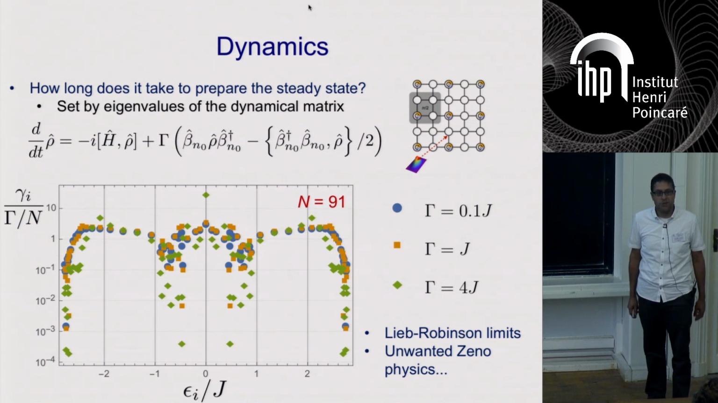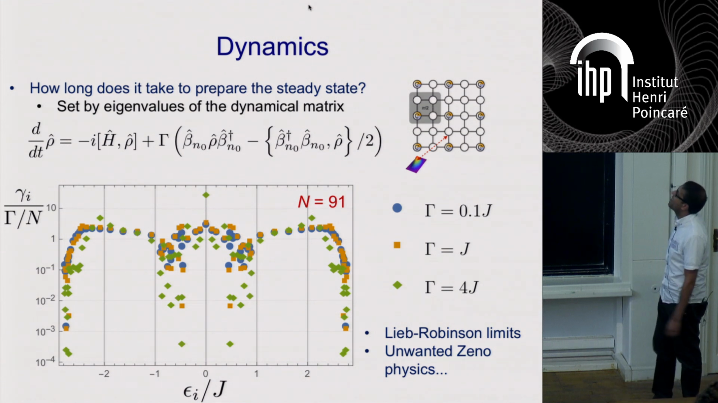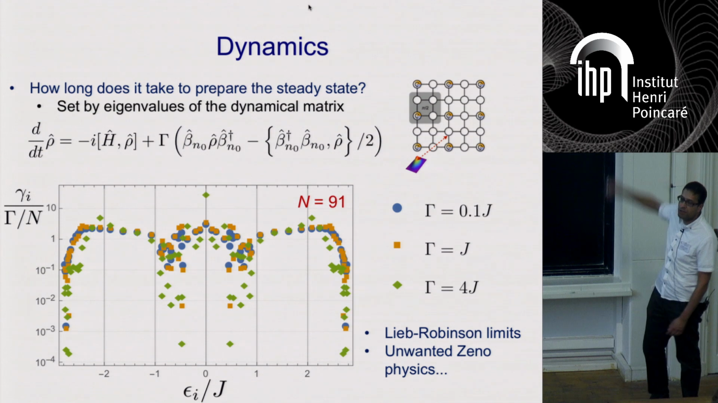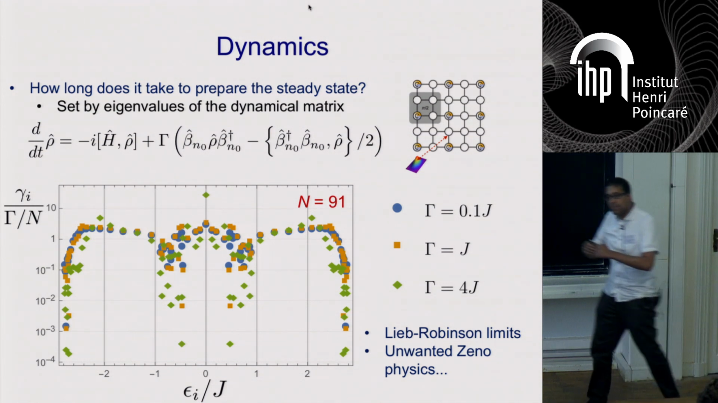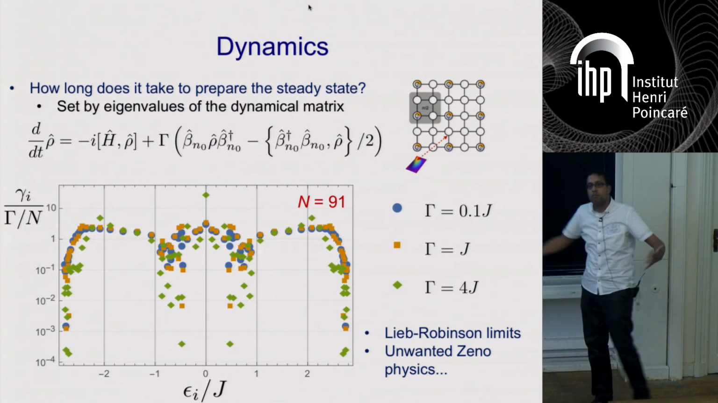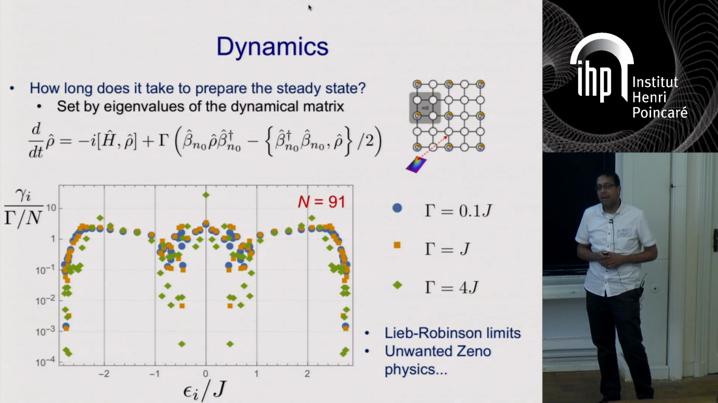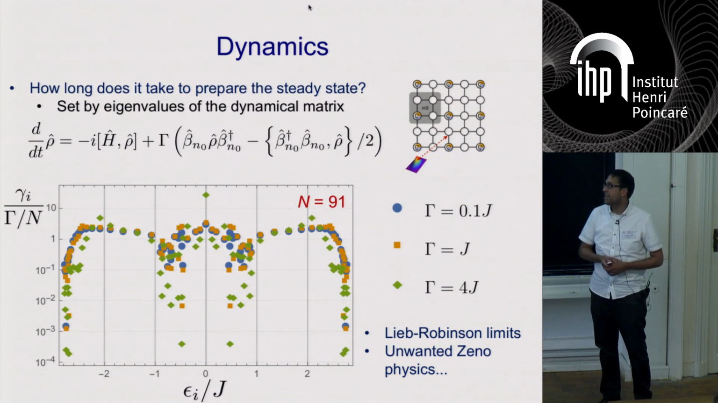So what's the bad news? It takes a long time to prepare this steady state. And that hopefully makes sense because you're injecting photons on one site. Those photons have to travel through the lattice, and you're not going to get the steady state until the photons actually make it everywhere in the lattice. So the well-known Lieb-Robinson bounds that come from just having locality in the way that your cavities are coupled will also constrain how long it takes to prepare the steady state.